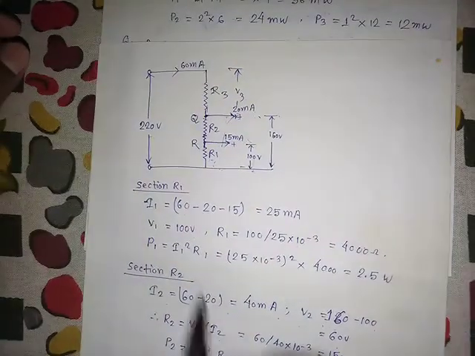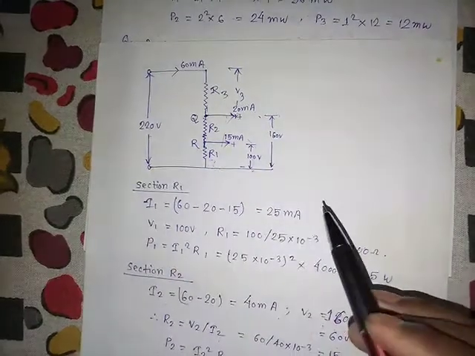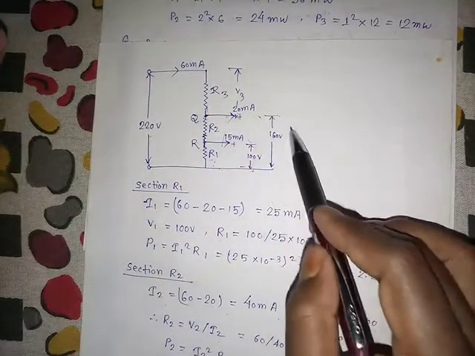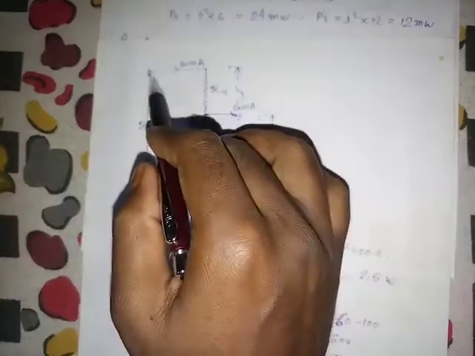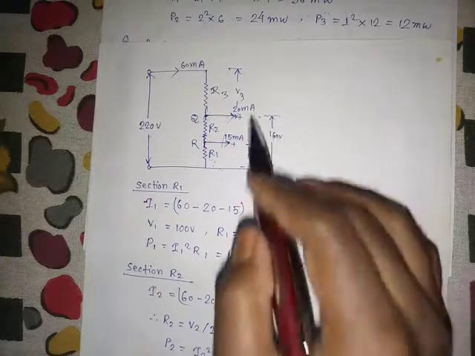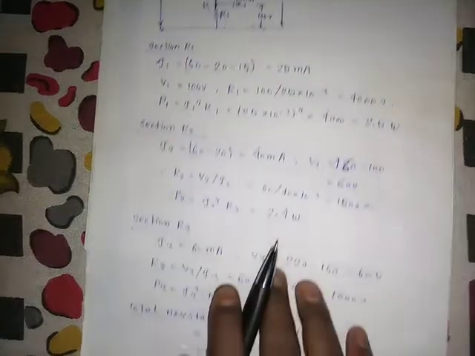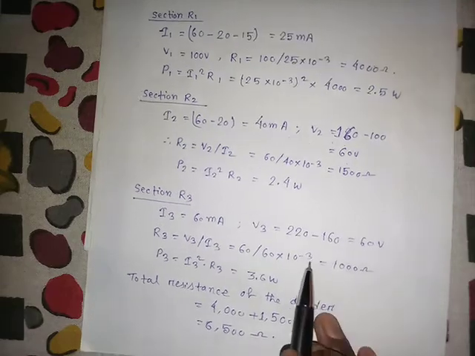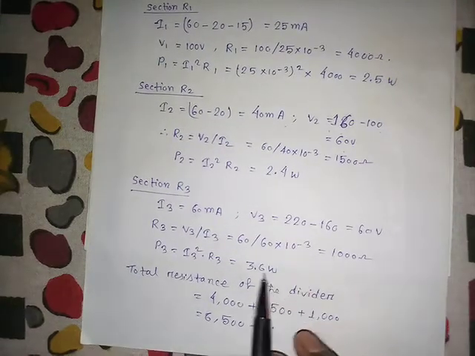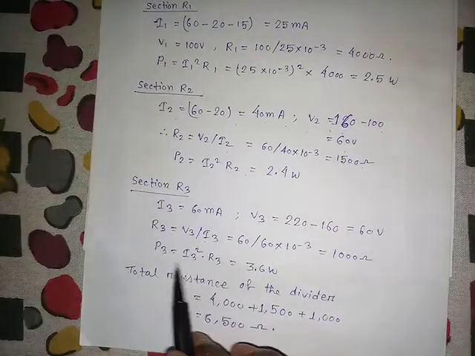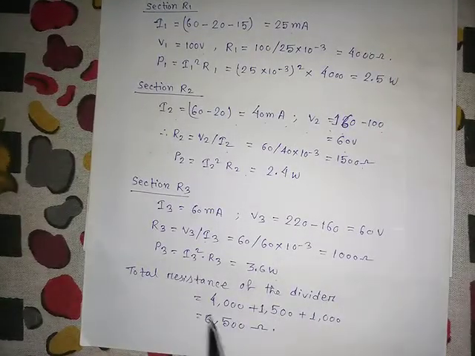This part voltage is, the total voltage is 220 and this voltage is 160. So what is our remaining voltage? 220 minus 160, that is 60 volt. And what about R3? R3 is V by I ohm, and for power we use the formula I square R. So we are calculating with the I square R formula.